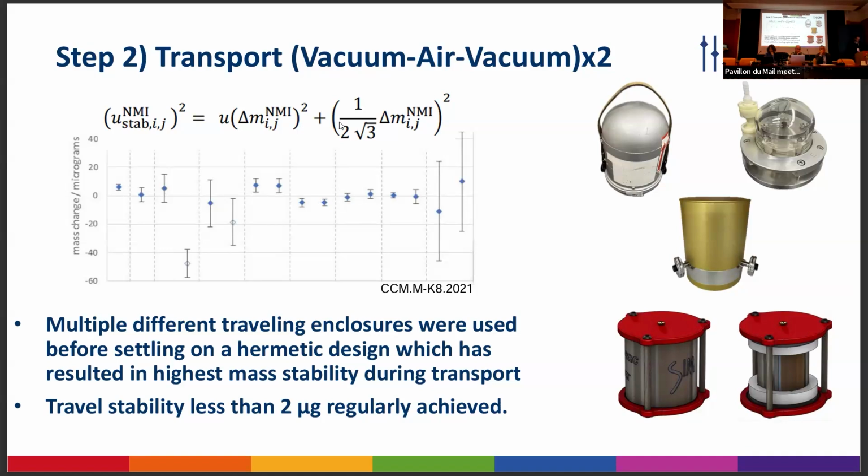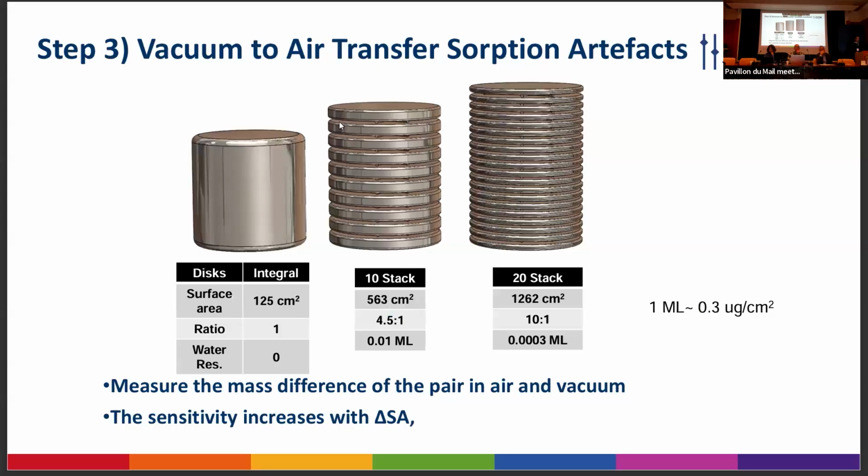So now, typically we get quite good results, and we've had that for the past few key comparisons. Now for step 3, we've got the mass back at NRC and we have the realized value effectively in vacuum. What we want to do is take that value from vacuum to air. And in vacuum, there's a different amount of stuff on the surface.